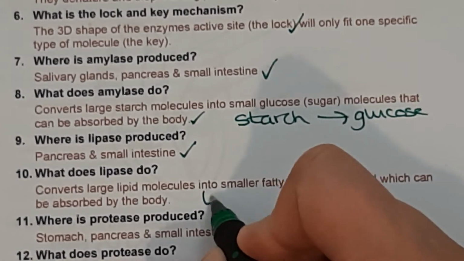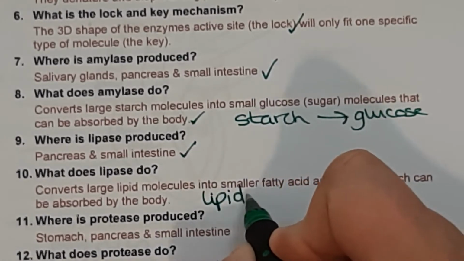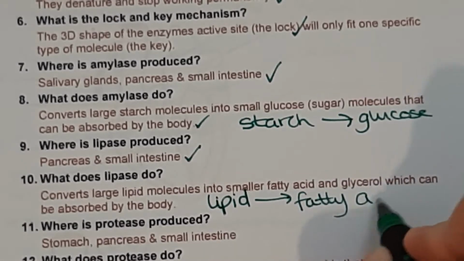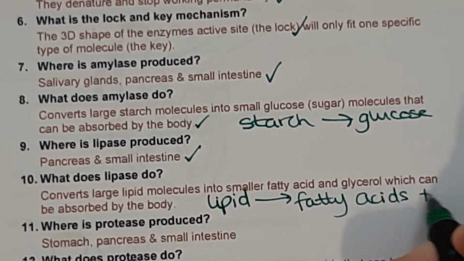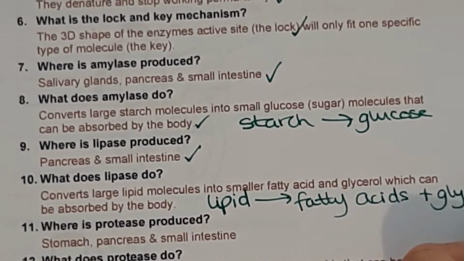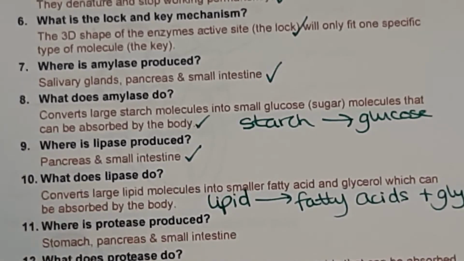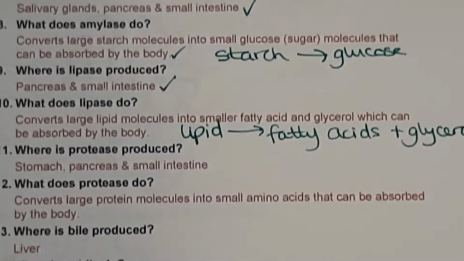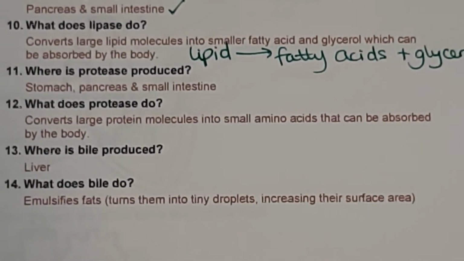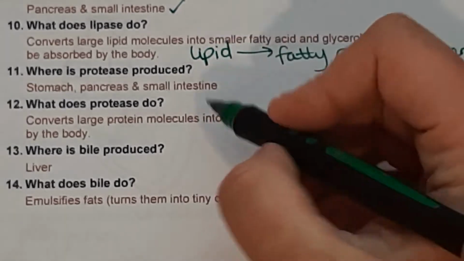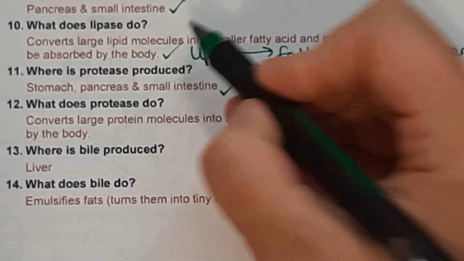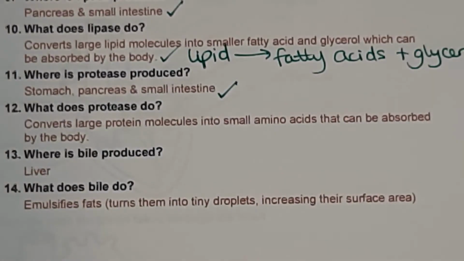Again, if you've written lipid into fatty acids, because there's 3 of them, plus glycerol, you can have the mark, but you still need to write out the full sentence. Okay, question 11. Where is protease produced? In the stomach and small intestine. Sorry, stomach, pancreas and small intestine. If you've missed one, please make sure you add it in.